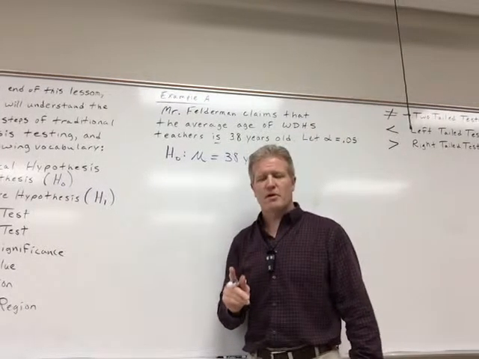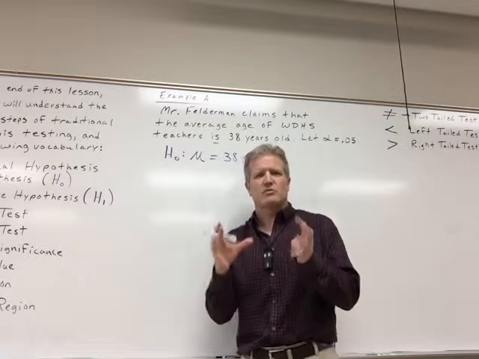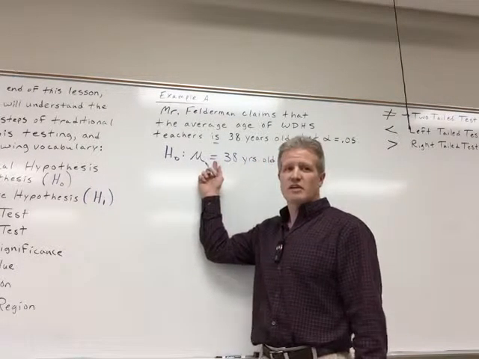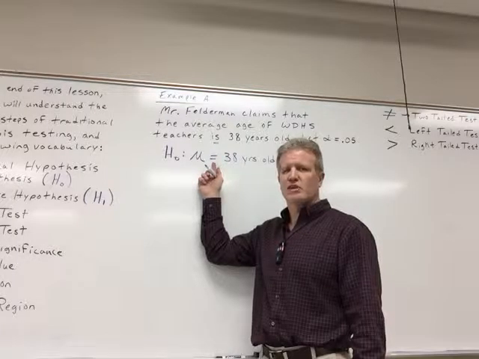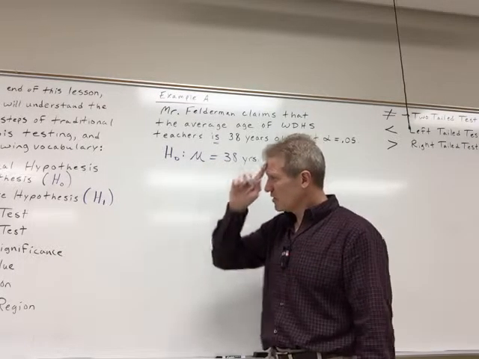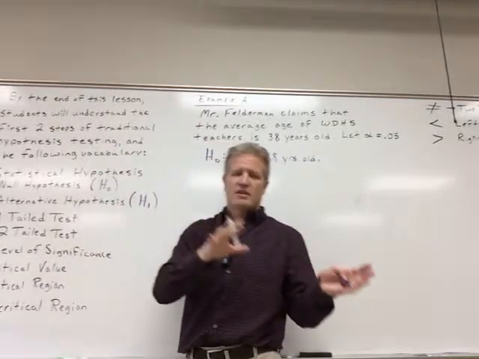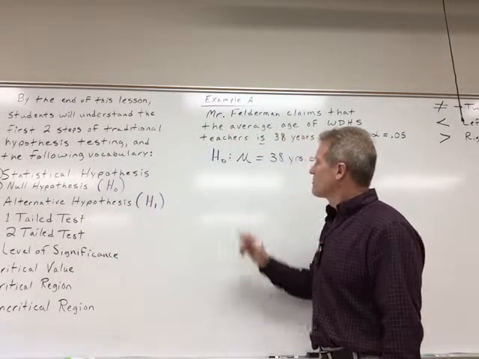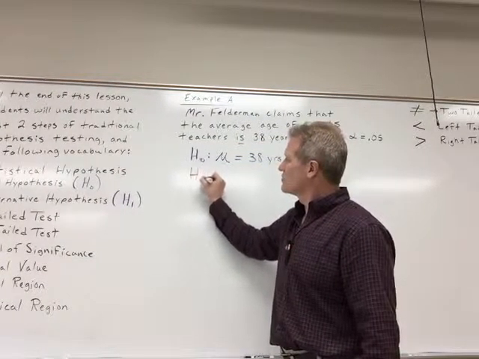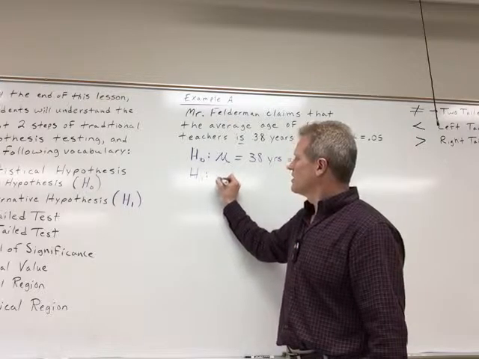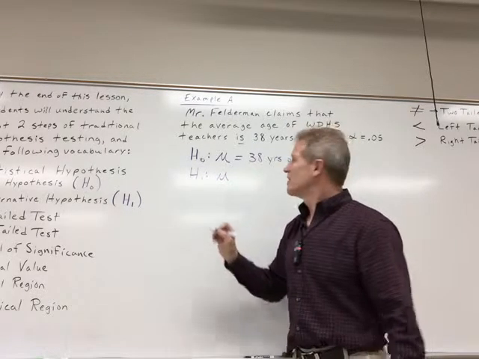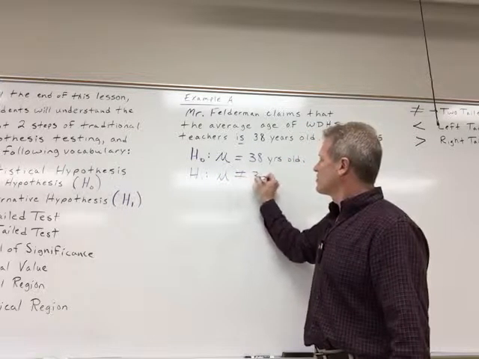So because the null hypothesis always says that something is equal or the same, you will always use an equal sign here in every section all the way through Chapter 8. Now the alternative hypothesis is going to tell you the opposite of that. So in this case, the alternative hypothesis, which we symbolize using H sub 1, is going to say that the average age, mu, is not equal to 38 years old.